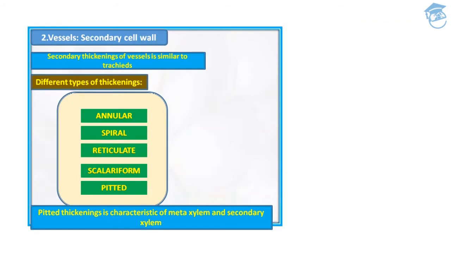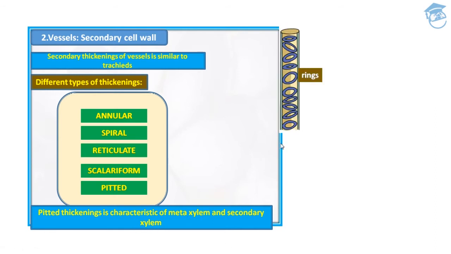Okay, now we'll talk about the secondary cell wall thickening in case of xylem vessel. So secondary thickening of vessel is very much similar to the tracheid thickening as we just studied. So there are 5 types of thickenings: annular, spiral, reticulate, scalariform, pitted. Pitted thickening is characteristic of metaxylem and secondary xylem.